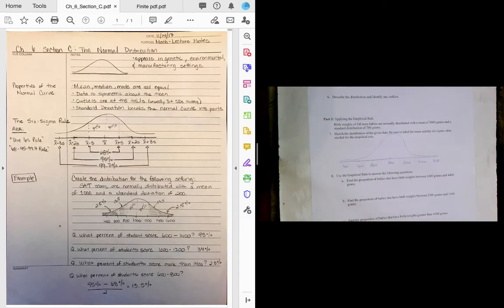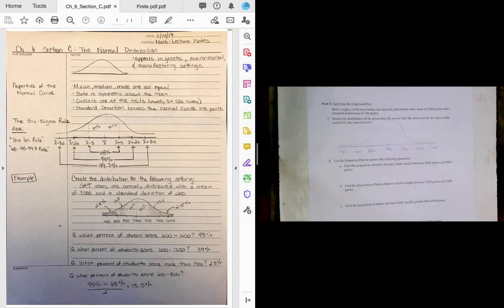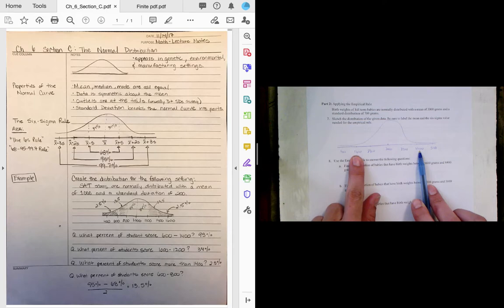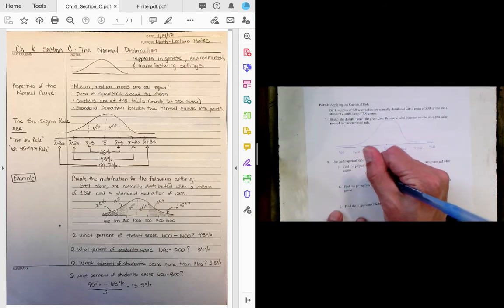Then we want to use the empirical rule to answer the questions in number 8. Find the proportion of babies that have weights between 1,600 and 4,400. Notice that 16 and 44 are both 2 standard deviations away from the middle. 2 standard deviations away from the middle makes up 95% of all the data.